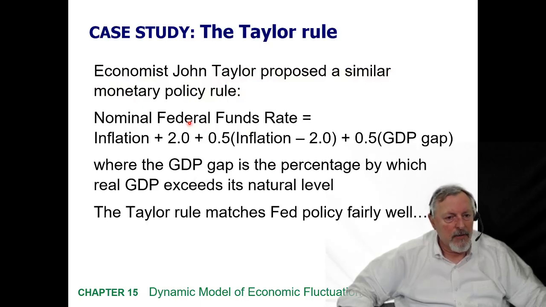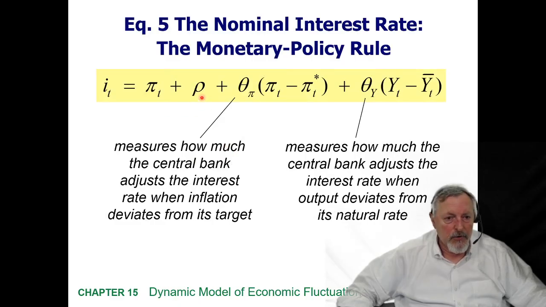He proposed that the nominal federal funds rate should be set, as a normative proposition, to the inflation rate plus 2, plus 0.5 times the difference between the inflation rate and 2%, plus 0.5 times the GDP gap. So 2, 0.5, 2, and 0.5. That would be 2, 0.5, 0.5, and here would be 2 as well.